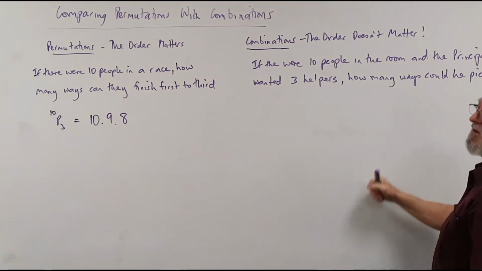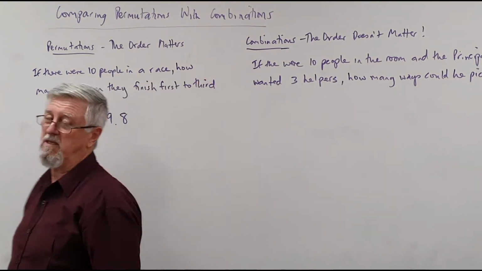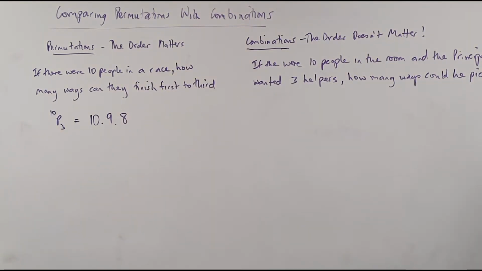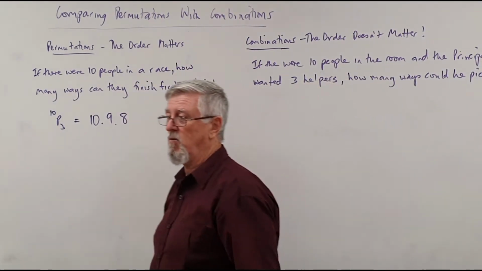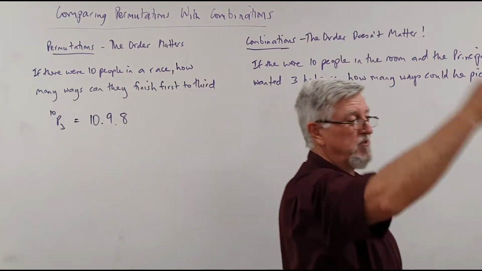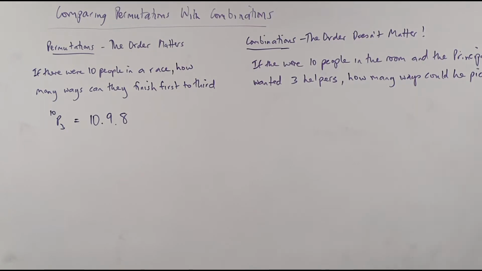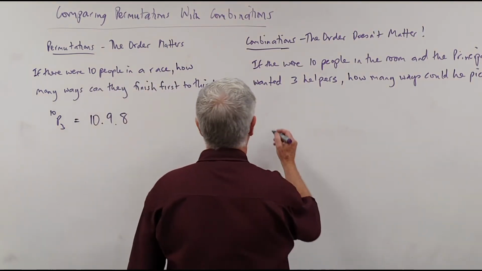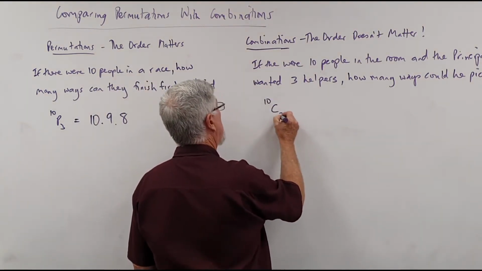So if the principal walks in here and says, I want Colin, Jake and Ash. Or he walked in and said, I want Jake, Colin and Ash. Or he said, I want Ash, Jake and Colin, for 3 helpers. Did the order matter? No. First way of thinking, you can go 10C3.